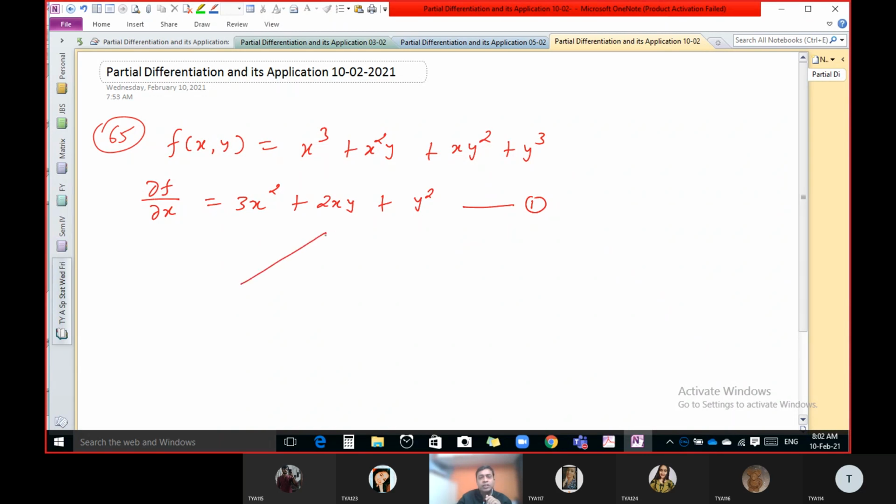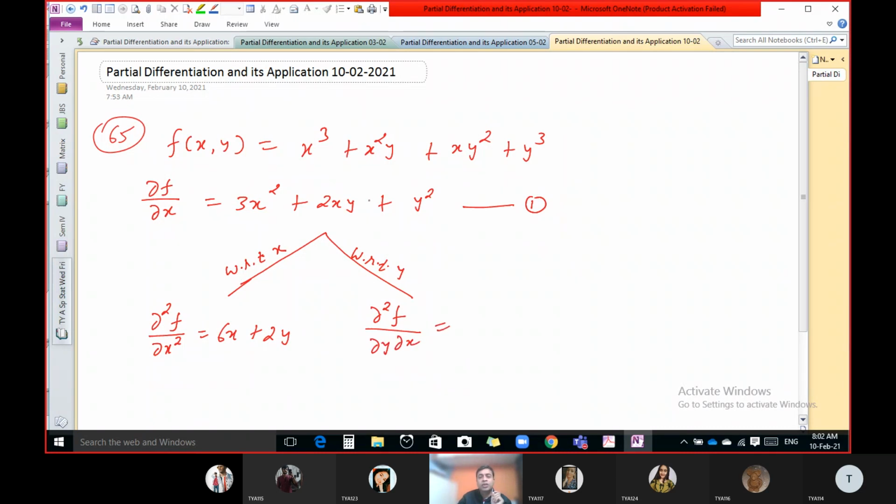Now differentiate this once again with respect to x, so we get the second order partial derivative. What is the derivative of 3x square? 6x. Plus 2y, since y is a constant. And the derivative of y square is 0. So this is del square f upon del x square. Now differentiate this with respect to y, so we get del square f upon del y del x.